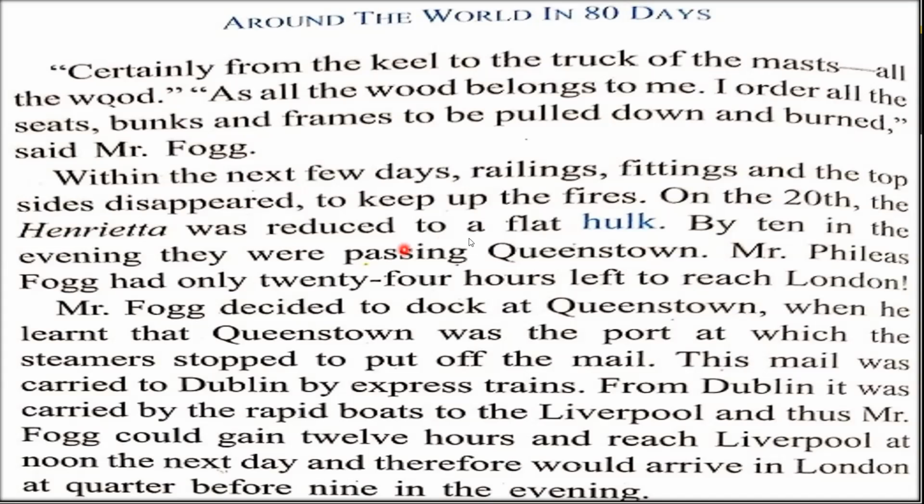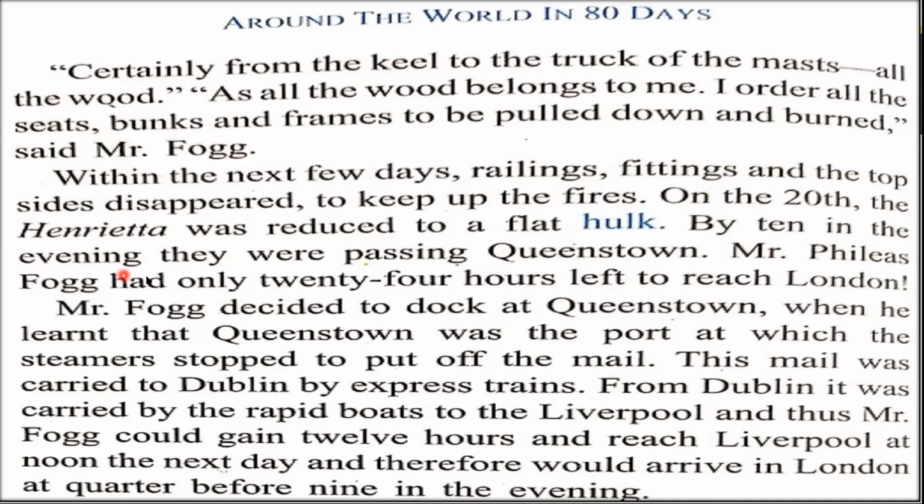Within the next few days, railings, fittings, and the top sides disappeared to keep up the fires. On the 20th, the Henrietta was reduced to a flat hull. Now, dear students, here it was a kind of vessel, but they put the seats, frames, bunks, everything, to burn in the fire. Now, on the 20th, the Henrietta was reduced, meaning it became small, to a flat hull. The word hull means a kind of ship, just a boat, a small one, in other words.